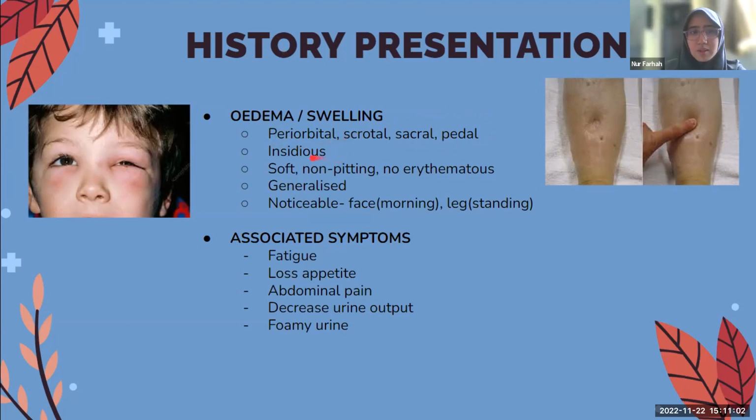The patient will characterize the edema or swelling as soft, non-pitting and non-erythematous, and the swelling will be generalized. Usually the guardian will notice that the child has this swelling in the morning on their face and also at the leg when the patient is standing. The associated symptoms that can come with the patient are fatigue, loss of appetite, abdominal pain, decreased urine output, and also foamy urine. Foamy urine is because of the protein itself, proteinuria.